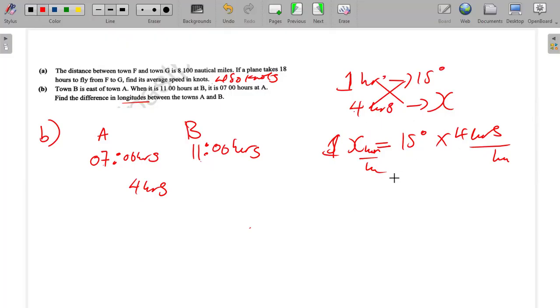So what is 4 times 15? Let me do it. 4 times 5, it's what? It's 20. Okay. Then 4 times 1, it's 4, plus 2, that's 6, isn't it? So it means that the longitudinal difference that you're going to get here is 60 degrees. That's what we have here.